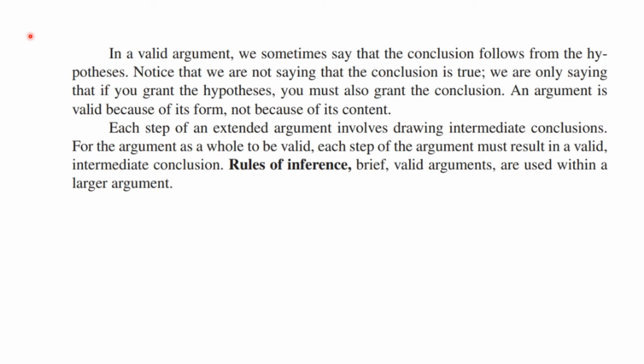In a valid argument, we sometimes say the conclusion follows from the hypothesis. Notice that we are not going to say that the conclusion is true. We are only saying that if you grant the hypotheses, you assume that they're true, you must also grant the conclusion as being true. An argument is valid because of its form, not because of its content. Each step of an extended argument involves drawing intermediate conclusions. For the argument to be valid as a whole, each step of the argument must result in a valid intermediate conclusion. Rules of inference, brief, valid arguments, are used within a larger argument. We're now going to look at some of these rules of inference that are known to be true, and we'll talk about why they are true.